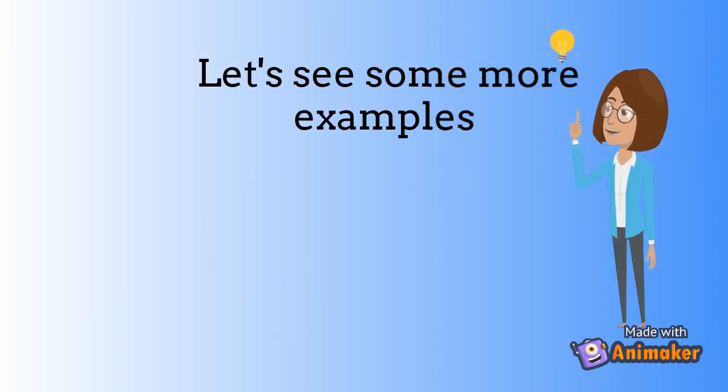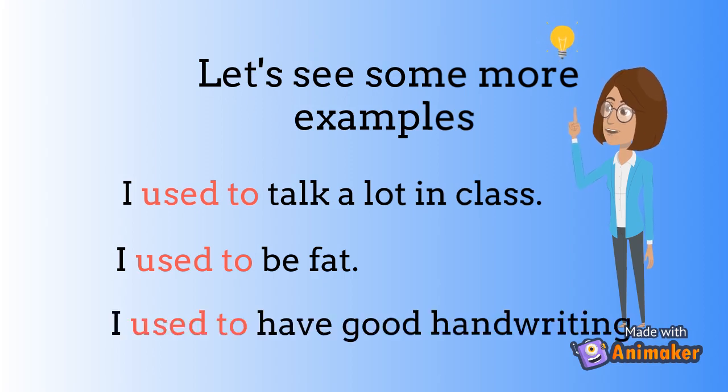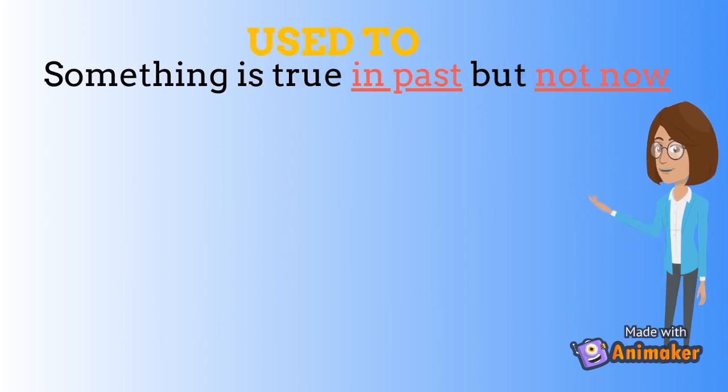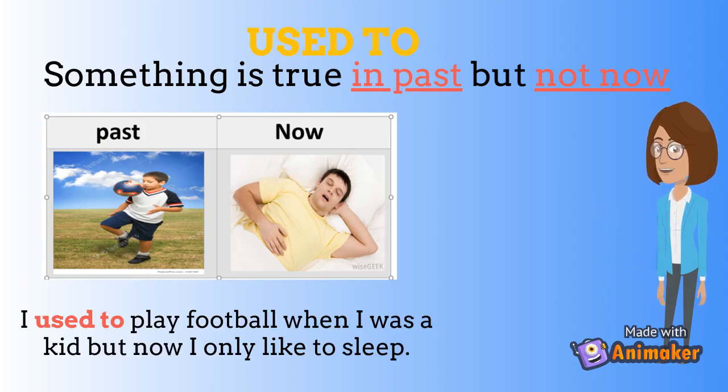Now let's see some more examples of used to. I used to talk a lot in class. I used to be fat. I used to have good handwriting. So used to means something is true in the past, but not now. Have a look at it. I used to play football when I was a kid, but now I only like to sleep.